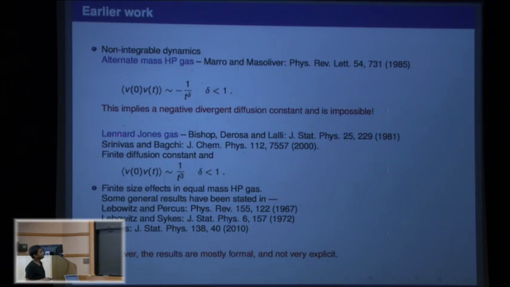Then there are some studies on Lennard-Jones gases, with just nearest neighbor Lennard-Jones interaction, and there again they typically find it is 1 by t cubed. The question of finite size effects has been studied in the equal mass hard particle gas, and some general results have been stated in various papers, also by Joel. But these results are mostly formal, and one can't really see anything explicit, like plots of how the finite size effects appear. So that's what we wanted to do.